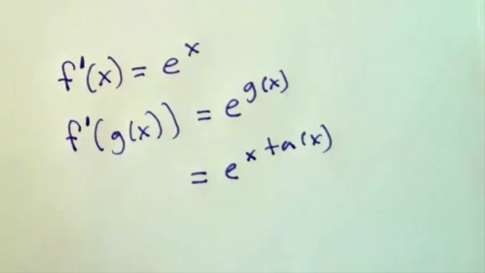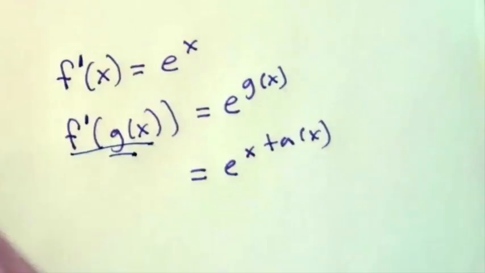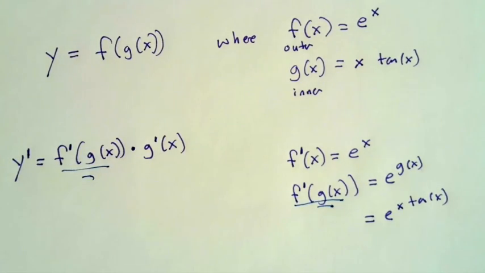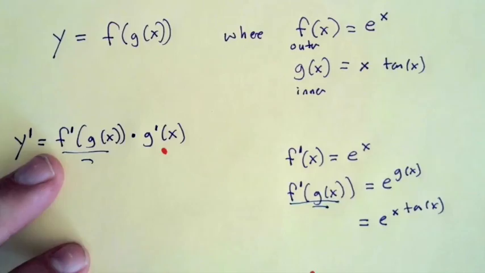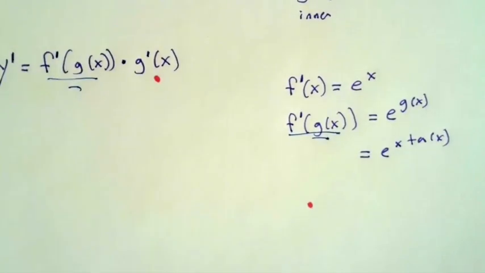Now I'm not done, because I've gotten this f prime of g of x piece, but I'm also going to need this g prime of x. Let's calculate g prime of x. And here's the tricky part. Here's what makes this question challenging.